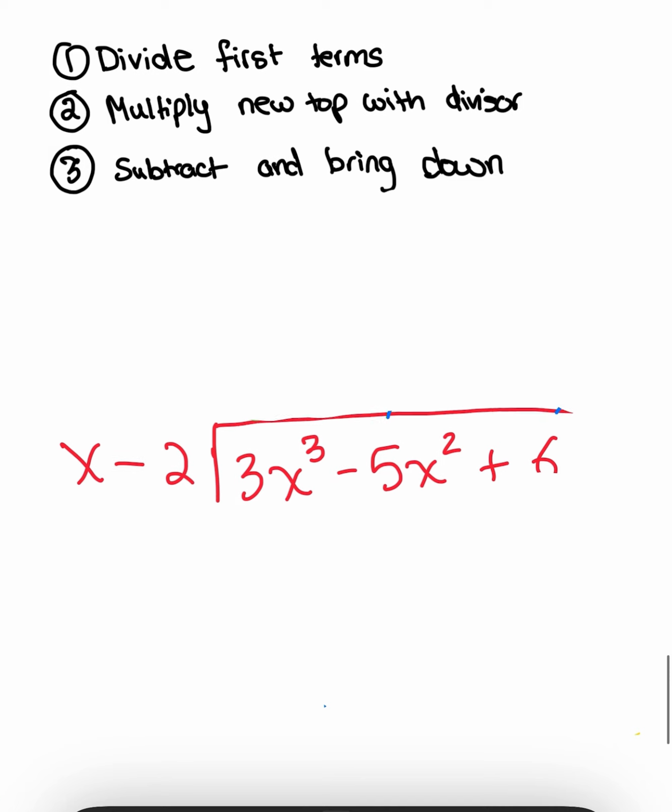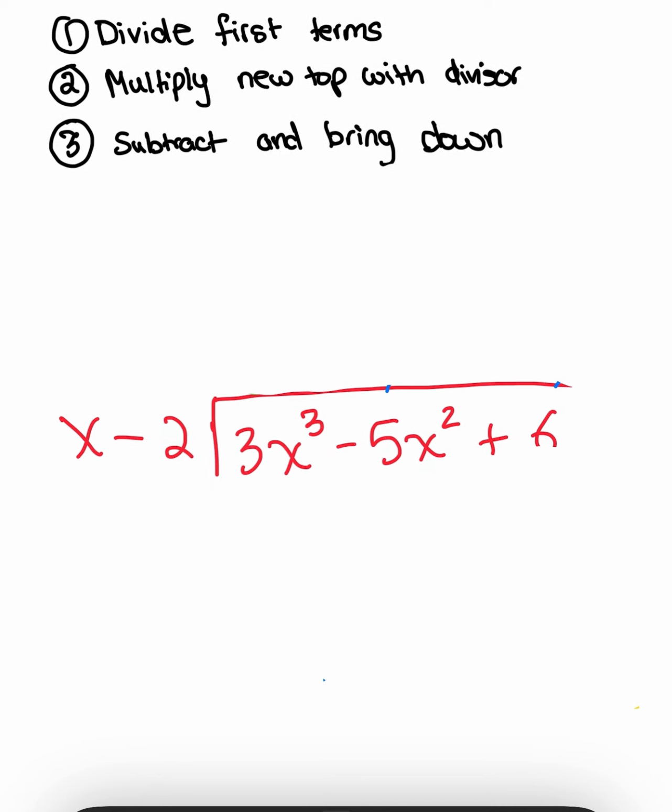Okay, so let's start with our first step, which is dividing the first terms. So my first term in my dividend is 3x to the power of 3. My first term in my divisor is x. I'm going to divide it. That gives me 3x squared. I put that on the top. Right? When you're dividing, you put things on the top. When you're multiplying, they go inside your box.